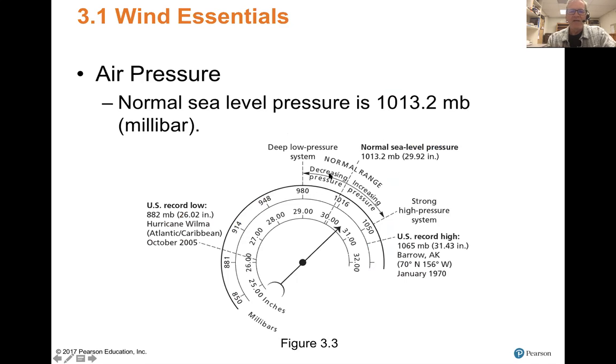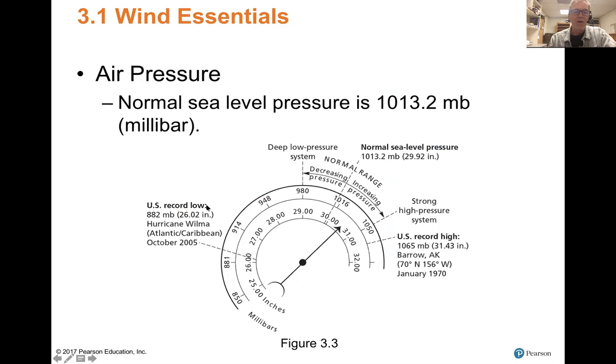So just highs and lows. Here's the normal, 1013 or 29.92 inches. So the US high, remember, the denser the molecules, the more force they exert. And we usually see dense molecules in cold weather. So the US record high would be up in Alaska at 31.43, or 1065 millibars. Compare that to the normal.